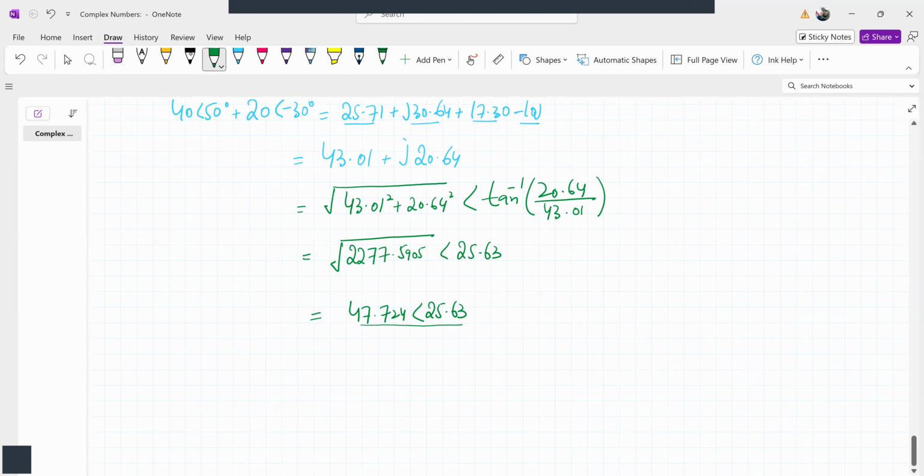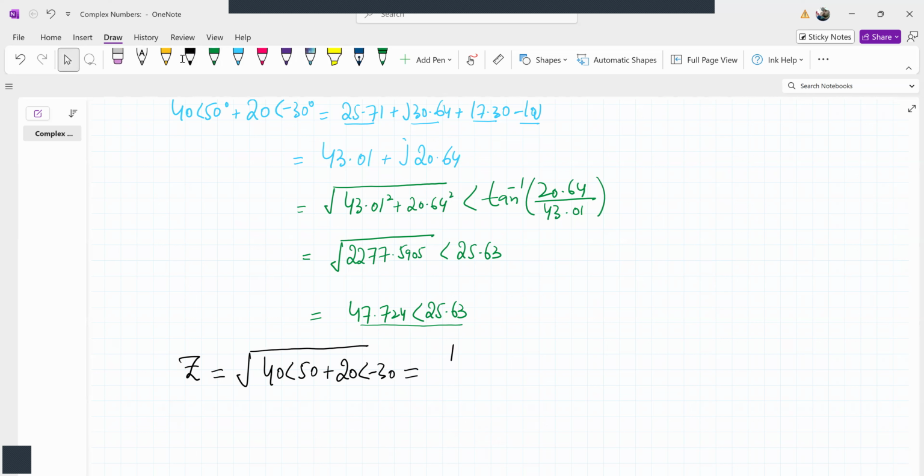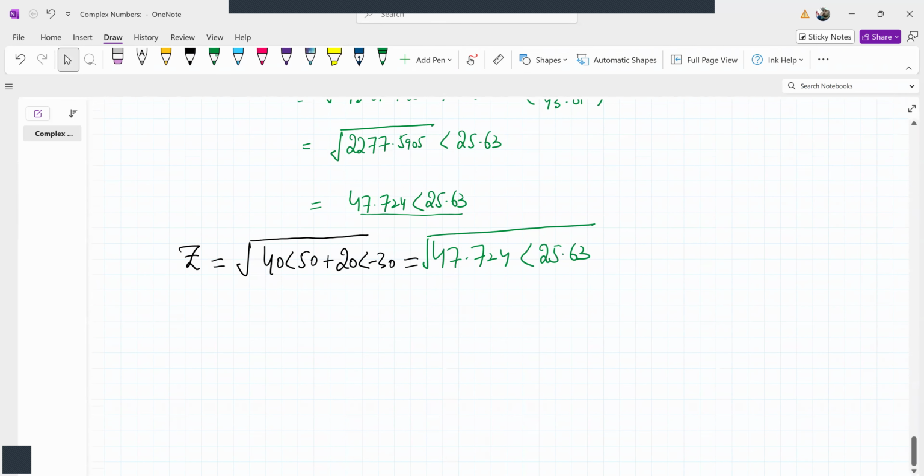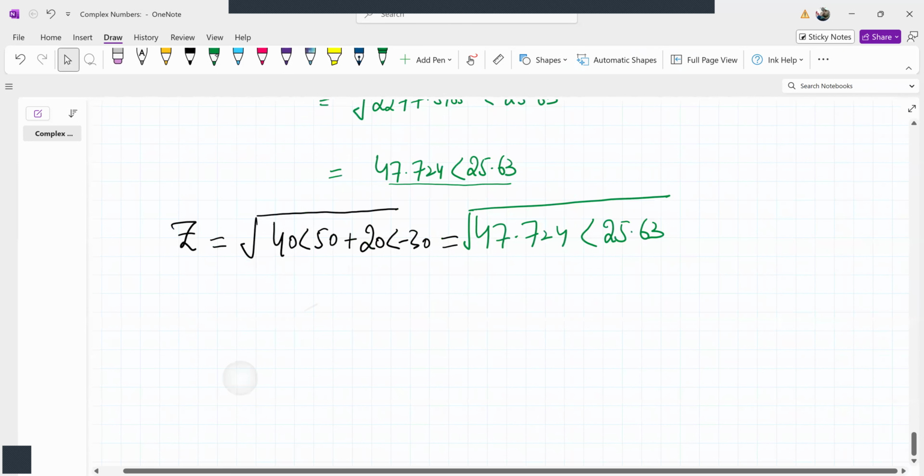Now what we need to calculate is z, that is equal to the square root of 40 at an angle of 50 plus 20 at an angle of minus 30 degrees. That we have converted into 47.724 at an angle of 25.63. Then we have to take the square root of this. Now we know how we take the square root of this.